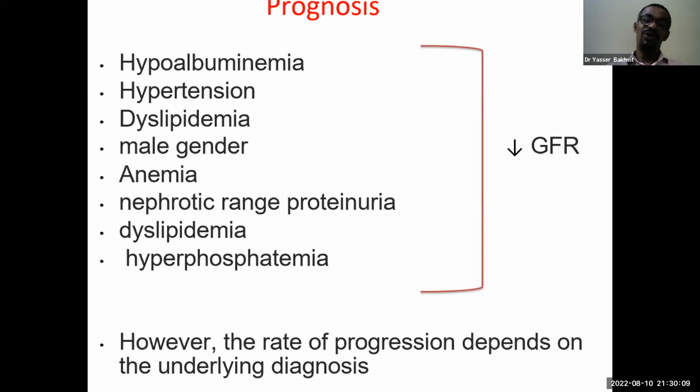However, the rate of the progression depends on the underlying diagnosis or primary cause of chronic kidney disease. Usually, glomerular disease is the most common disease and it is a very aggressive disease and can cause chronic kidney disease.